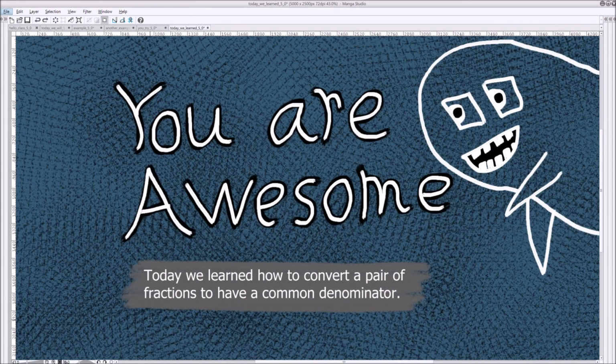So today we learned how to convert a pair of fractions to have a common denominator. And we did this by finding the lowest common multiple. And doing this can take a lot of practice. It can be tricky at first, but don't worry. In no time you guys will get the hang of it and you guys will be masters.